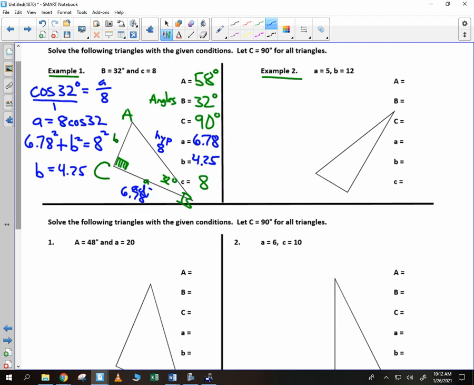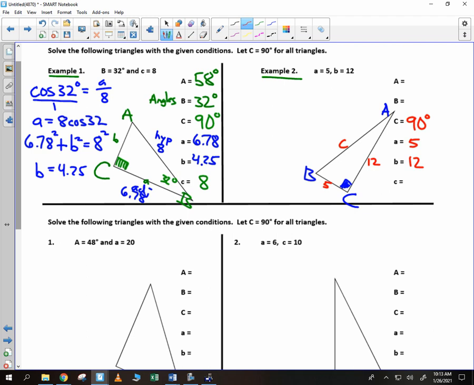We're very close. I'm going to label my angles C, angle A, angle B. A is 5, and we know that B is 12. We're looking for side C as well. I can write down side A as 5. I can write down side B as 12. And angle C is 90 degrees.